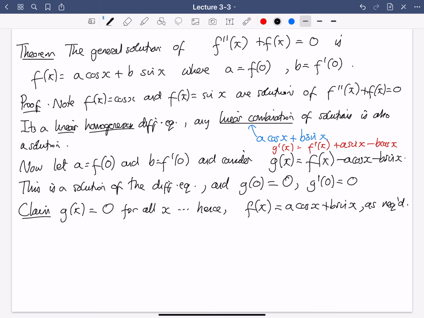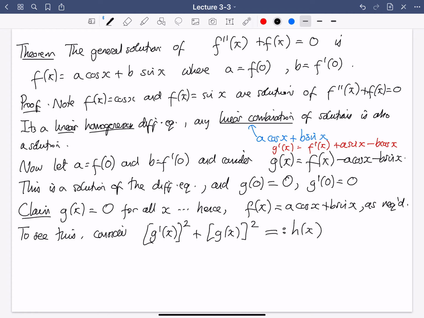Okay, so all I'm left with doing is proving the claim. To see this, there's a little trick here. You consider the function g prime of x squared plus g of x squared. Let's call that something, maybe h of x. So h of x is defined to be g prime squared plus g squared.